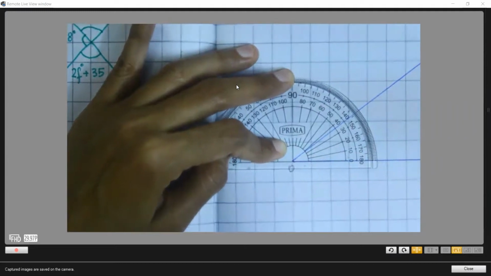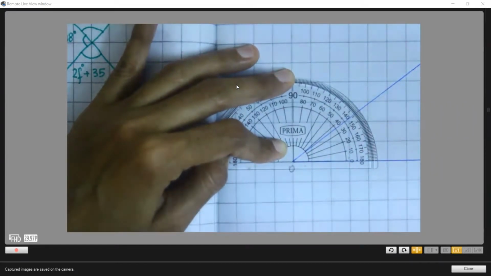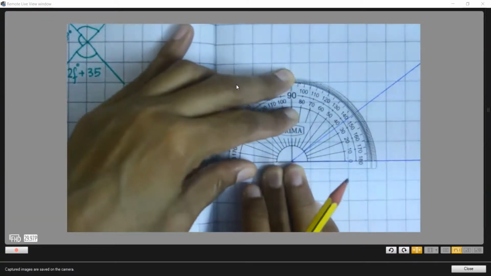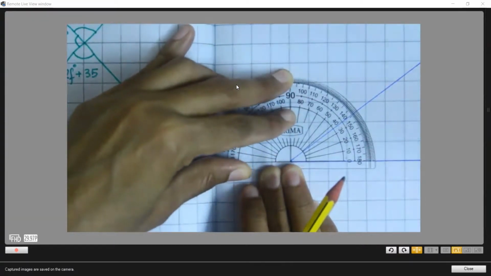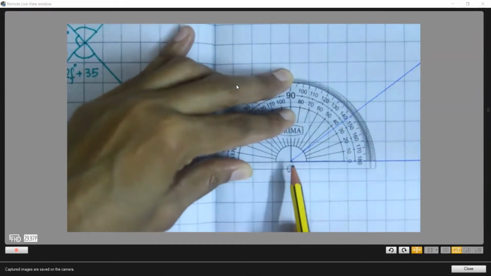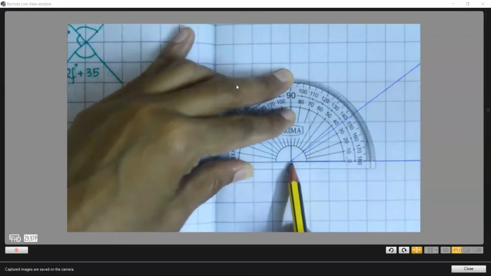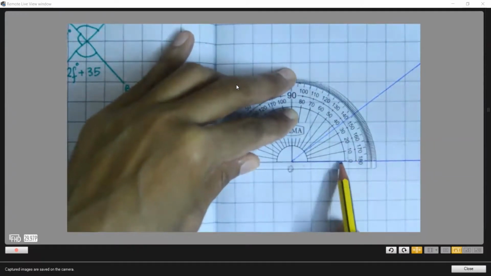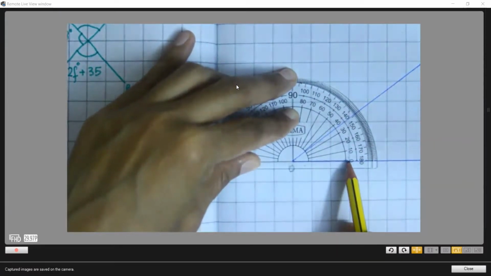Okay, is it 38 or 39? Can you see it clearly? Yes, I can. Did you double check if the vertex is exactly on the meeting point on the protractor and that one of the arms is exactly on 0? Okay, so we will start counting from here.